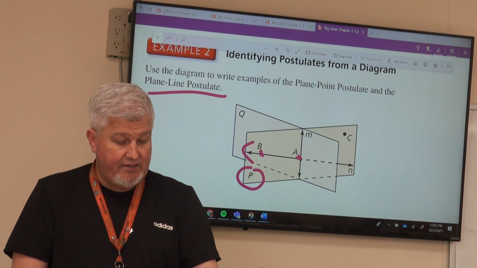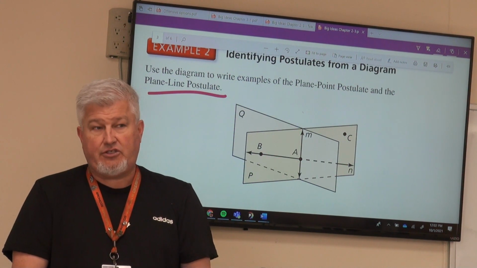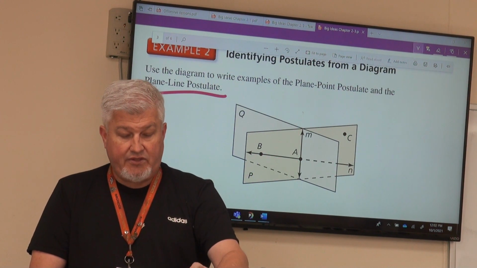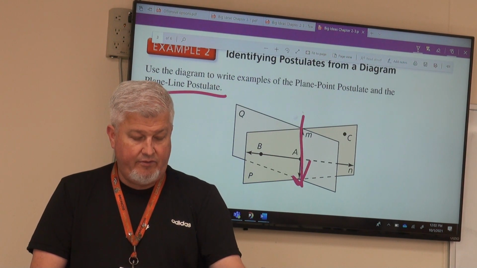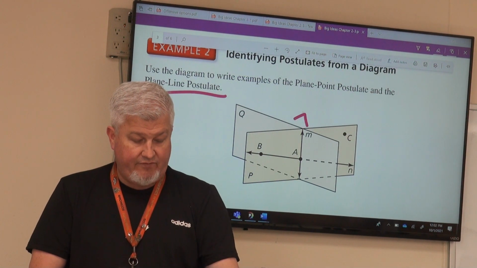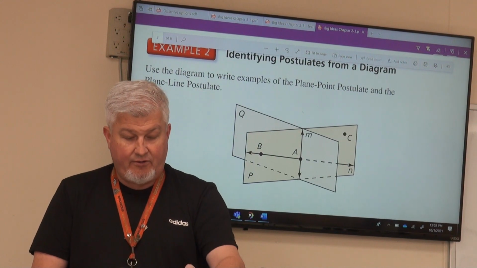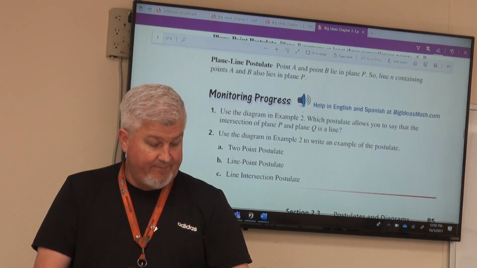The question you just worked on is the plane intersection postulate, which states that where those planes intersect, they form line M. Okay, sorry I went out of order. I don't have time to rewind and edit. Plus I don't know how to edit, so it is what it is.